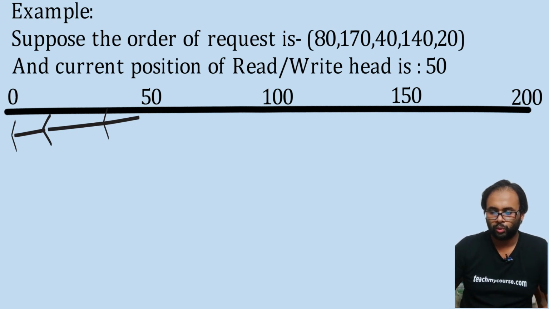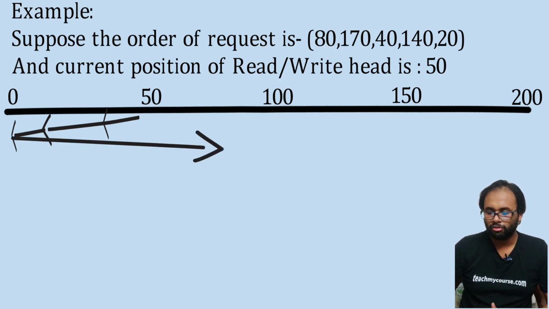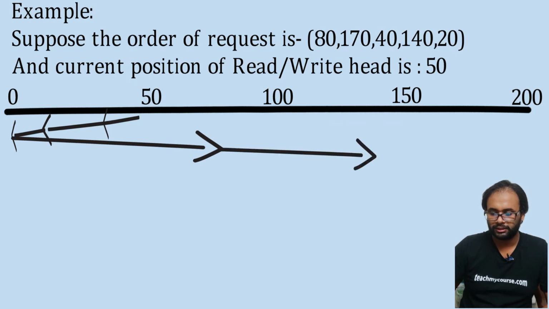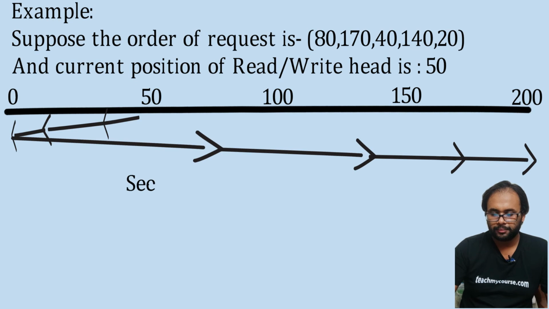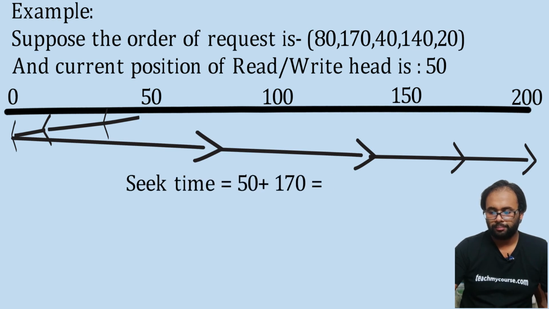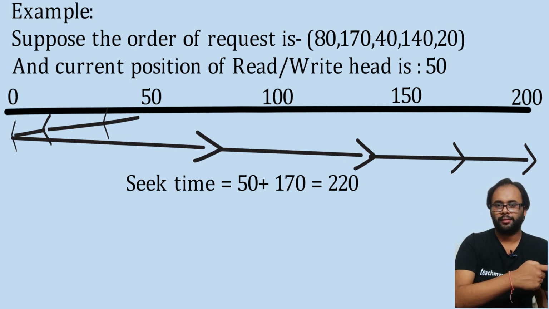Then from 0 to 80 to serve it towards the right, and then from 80 to 140, and then from 140 to 170, and from 170 to the extreme right, which is 200. Okay. So what would be the seek time? It would be 50 plus 170. It's quite simple. 50 because it goes to the leftmost, and plus 170 because the last request comes at 170.